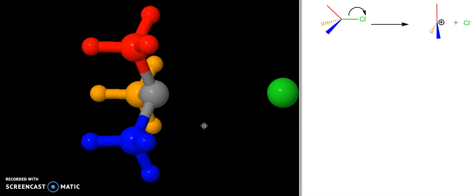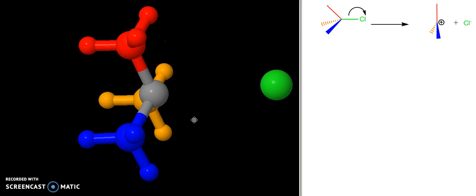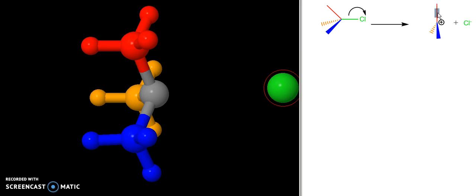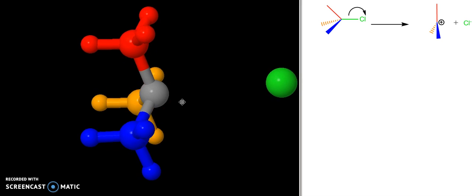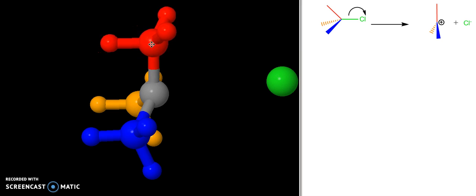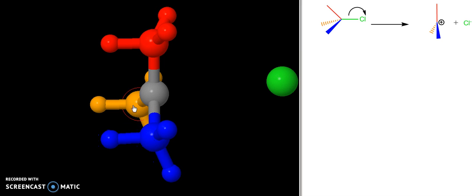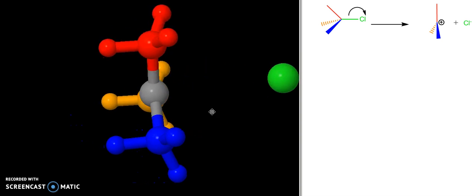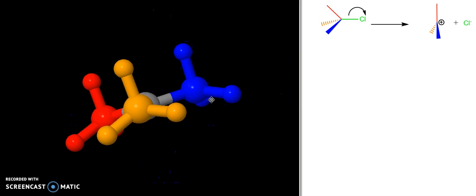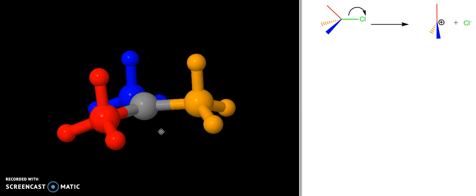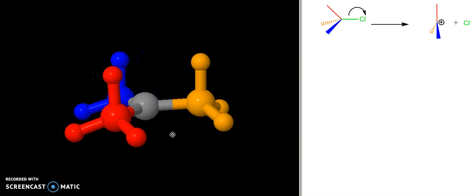Now that's not the only change that happens in this process. You'll notice I've drawn this structure a little differently, because this, which is now a carbocation and is sp2 hybridized, becomes trigonal planar. So what happens is, and I'll try to drag the methyl groups all into the same plane, as that chlorine is leaving to form a chloride ion, the carbon that is now sp2 hybridized becomes trigonal planar, like that.